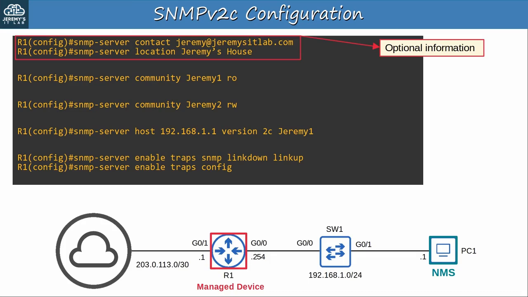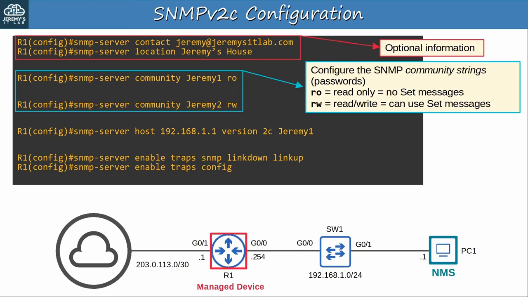First, I configured some optional information on R1, giving some contact information and the location of the device. This is optional information. You don't need to configure this. Then I configured 2 community strings. As I mentioned before, these are basically SNMP passwords. Notice that I specified the community string Jeremy1 as RO. This means read only. So an NMS using this password can only read information from R1. It can't use set to make any changes to R1.